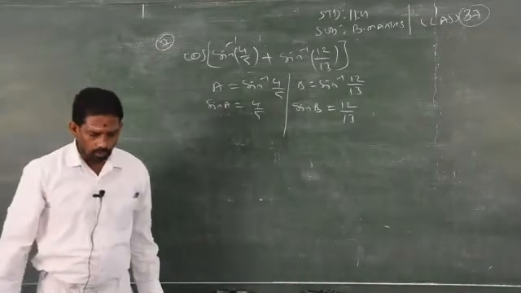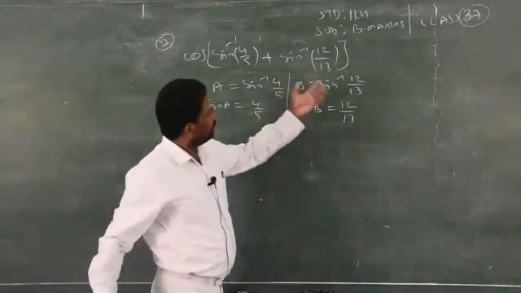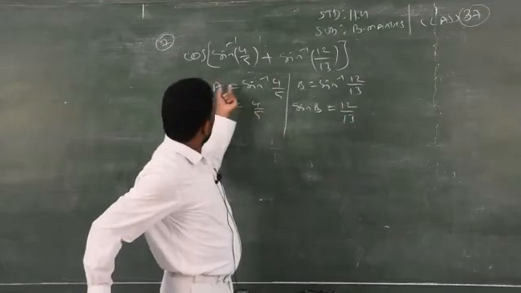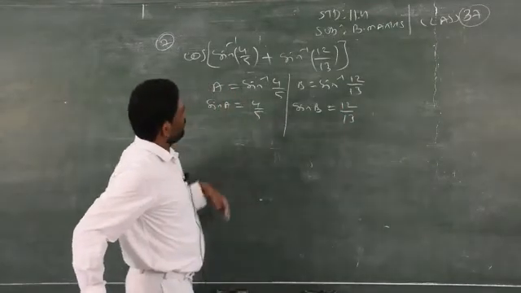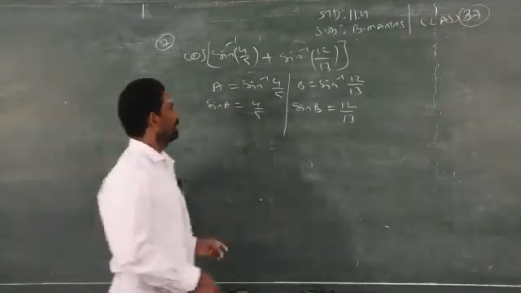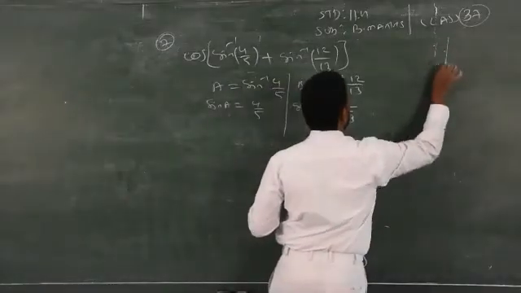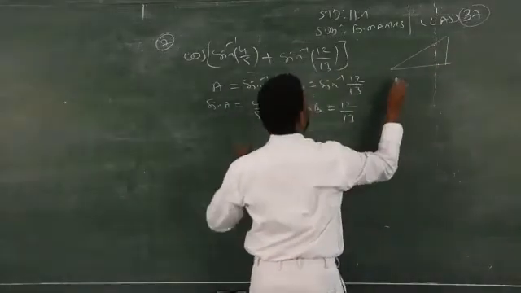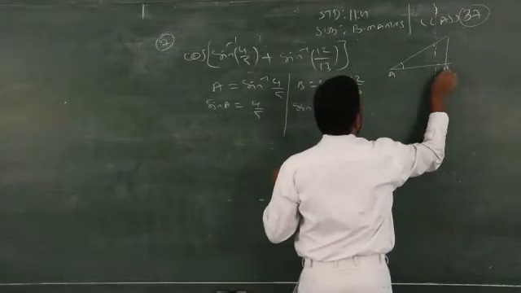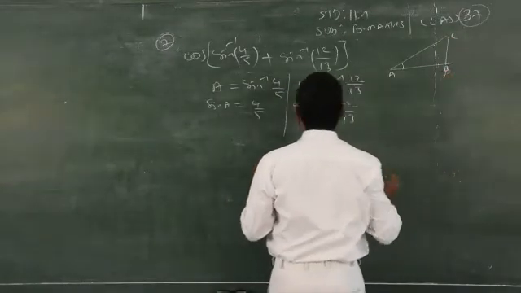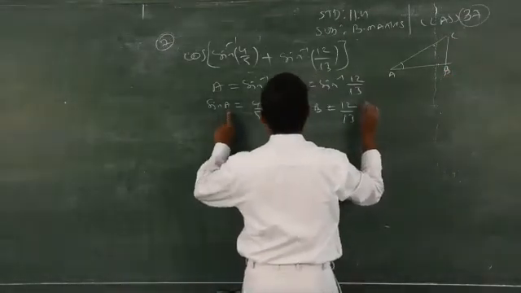There is no information about the angle, whether it lies in the first quadrant or third quadrant, it doesn't matter. So you have to draw two triangles, one for A. Clear? And another triangle for B. This is for the first one, sin A.